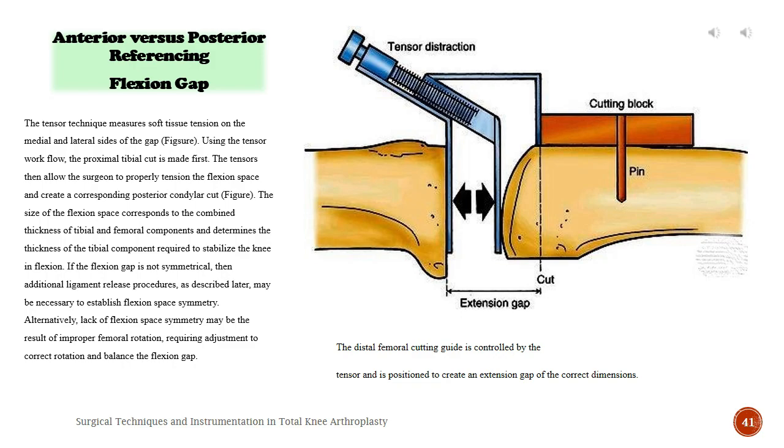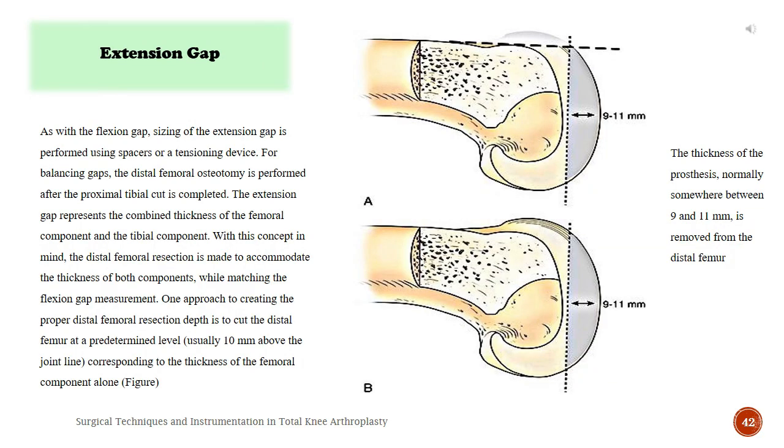Notice the figure. The distal femoral cutting guide is controlled by the tensor and is positioned to create an extension gap of the correct dimensions. Extension gap. As with the flexion gap, sizing of the extension gap is performed using spacers or a tensioning device. For balancing gaps, the distal femoral osteotomy is performed after the proximal tibial cut is completed. The extension gap represents the combined thickness of the femoral component and the tibial component.